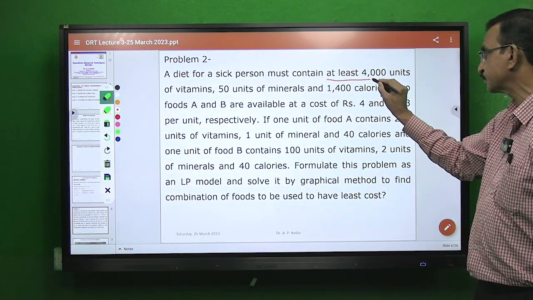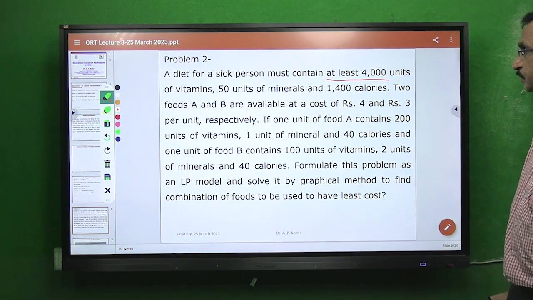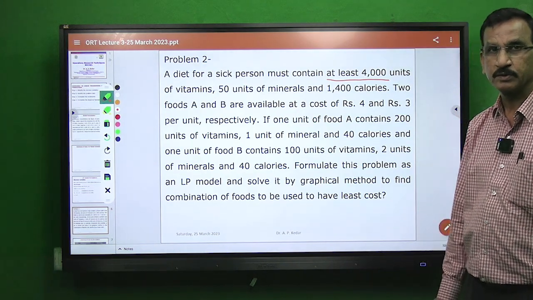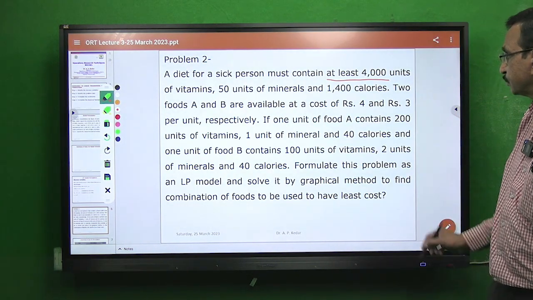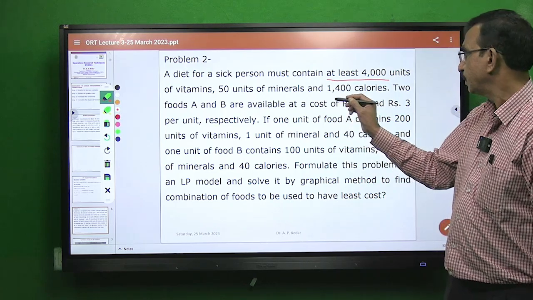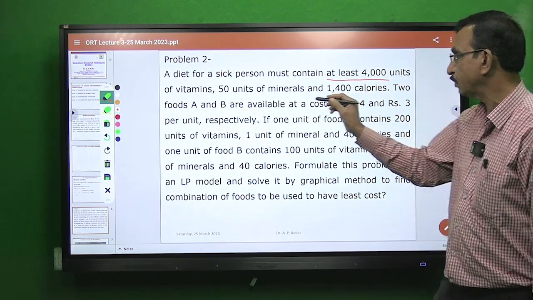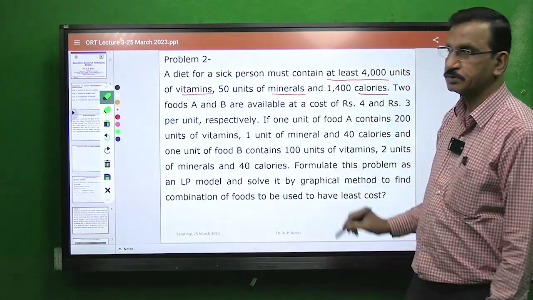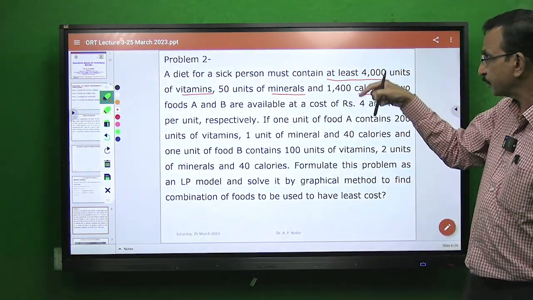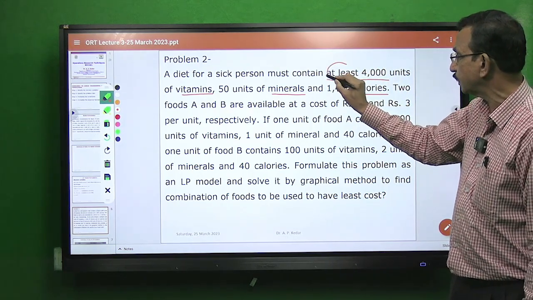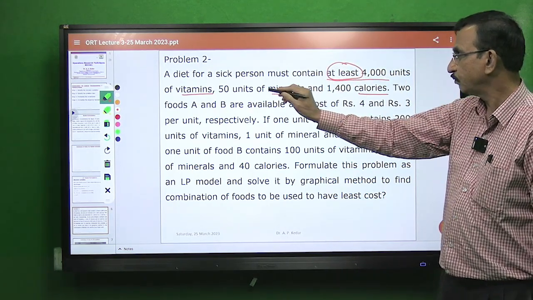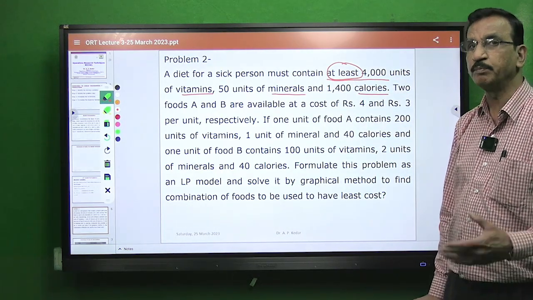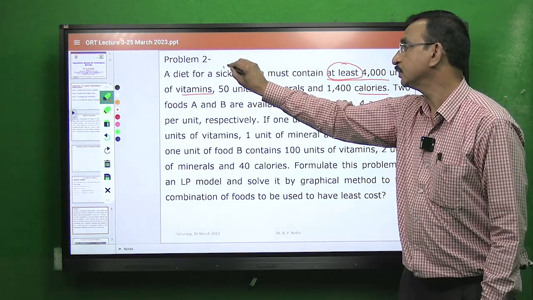Here he has used "at least". A diet for a sick person must contain at least. So the condition he is quoting, and we have seen whenever there is "at least", which sign we have to use. Similarly, this at least condition is for vitamins, also for minerals and also for calories. So that person needs this much minimum quantity in his diet of vitamins, of minerals and of calories to improve, being a sick person.